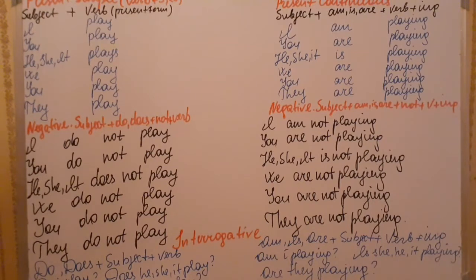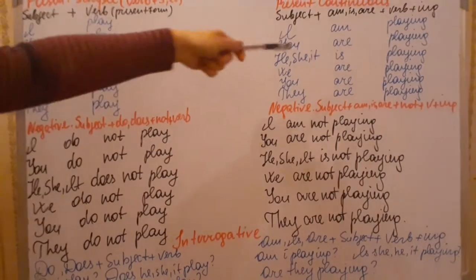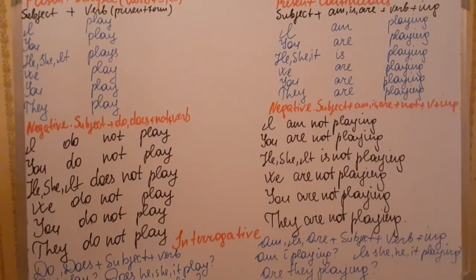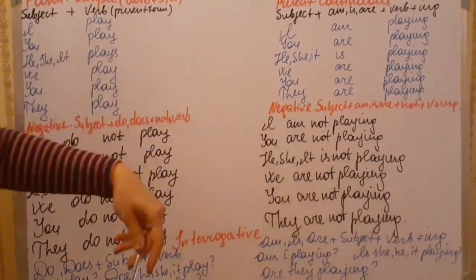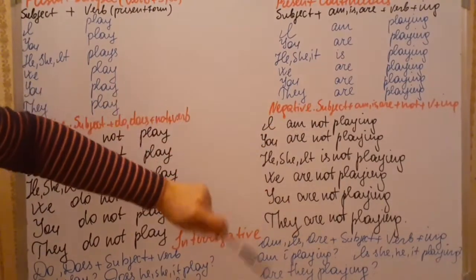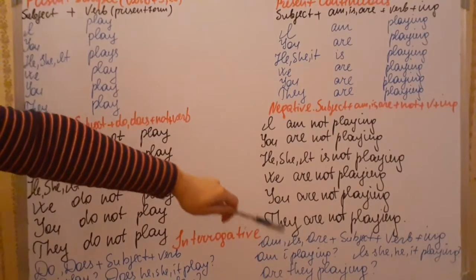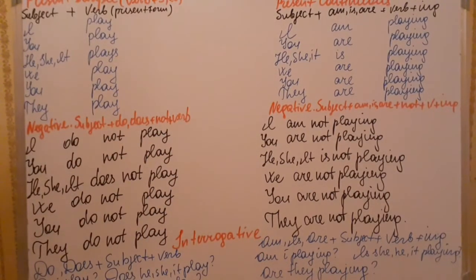But when it comes to present continuous, we already have the auxiliary verb to be, yeah? That's why it is a little bit easier to form the negative. I am not playing. You are not playing. He, she, it is not playing. We are not playing, you are not playing, and they are not playing. So, they are our negative forms. And let's have a look at the interrogative form.